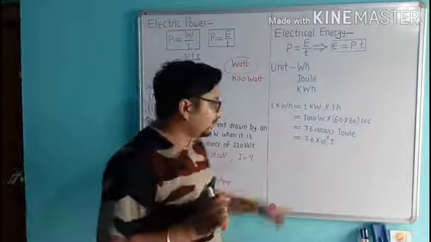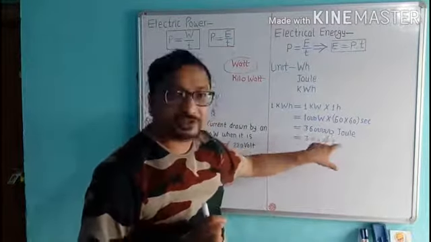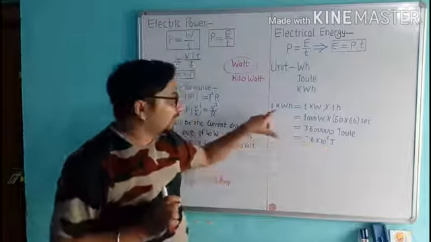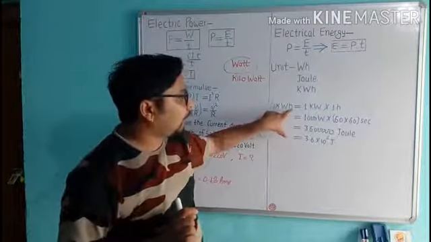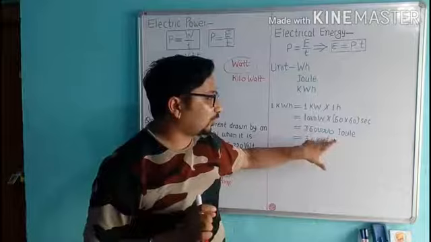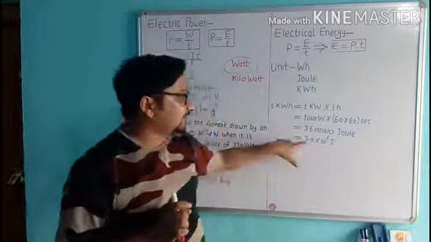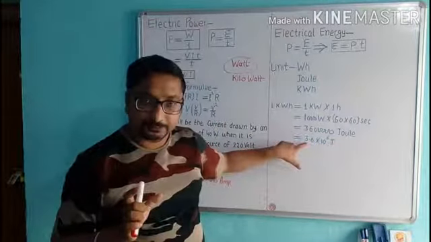3600000 joule, that means 3.6 into 10 to the power 6 joule. So 1 kilowatt hour is equal to 3.6 into 10 to the power 6 joule. This is very important from an exam point of view.